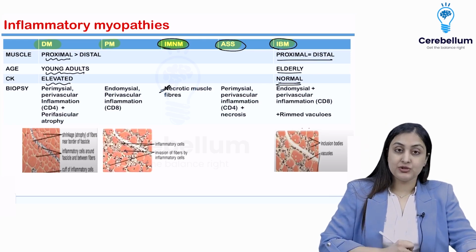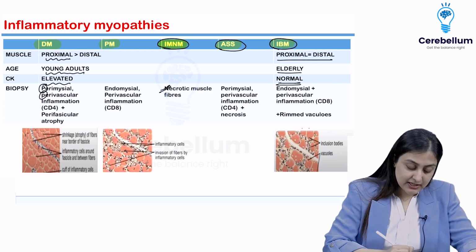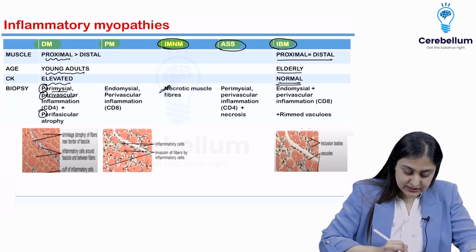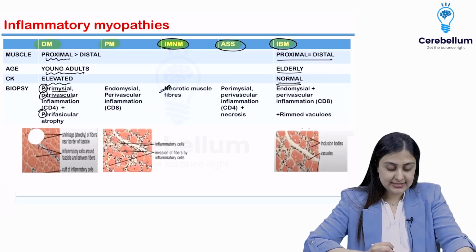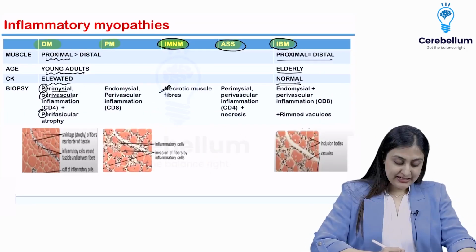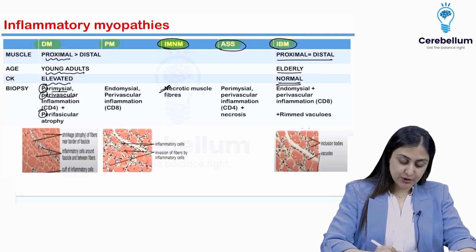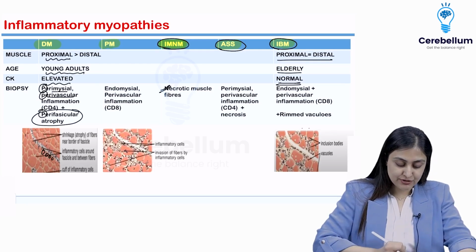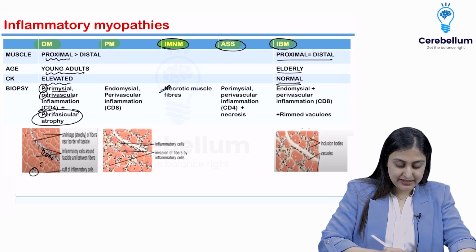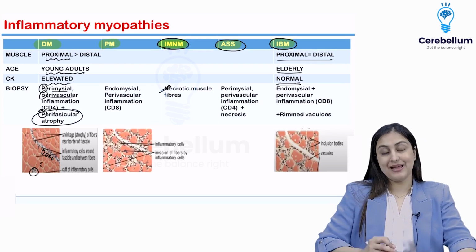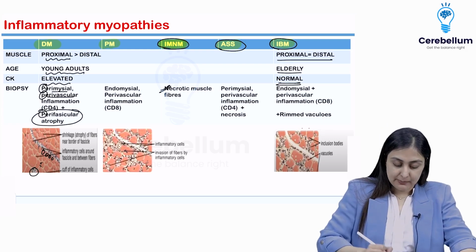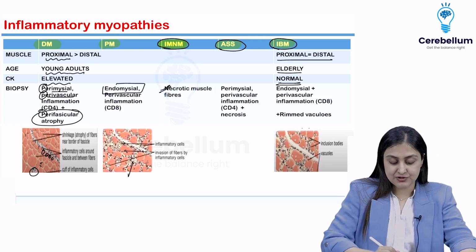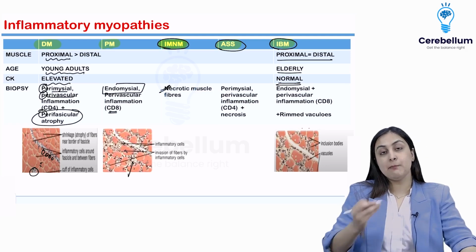Alright, now coming to the biopsy. So all P's are going to be there in dermatomyositis. So perimysial and perivascular inflammation. So now you want to see this diagram. So what you can see is the peripheral cells are the ones which are undergoing atrophy. Can you see this? They're becoming smaller. So this is perifascicular atrophy, and you'll see the inflammation in the periphery and around the vessels. So perimysial, perivascular inflammation. But if you see inflammation everywhere, endomysial and perivascular with CD8, that is polymyositis.